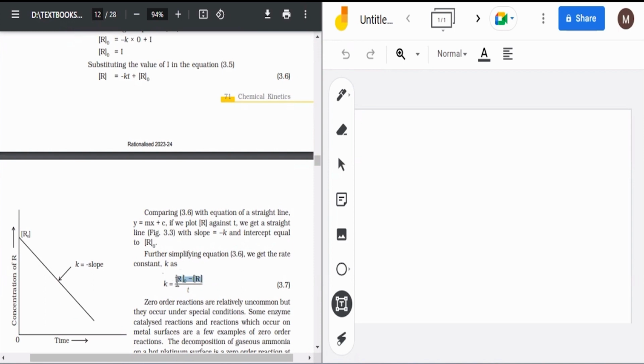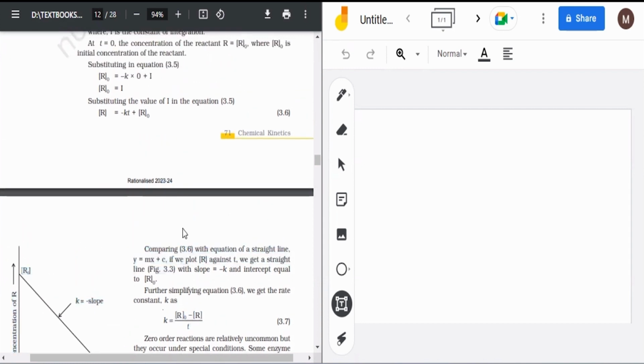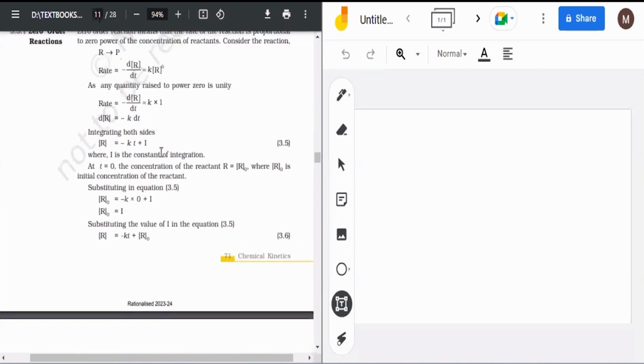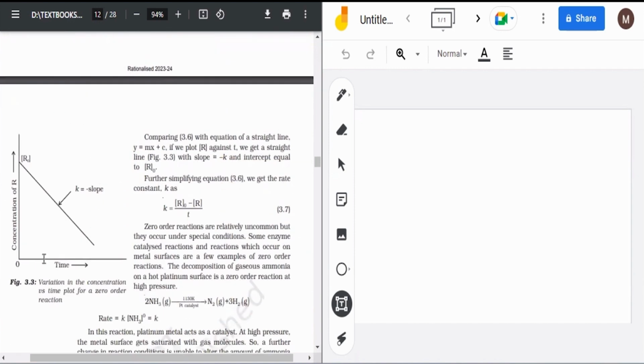This is the final rate expression for a zero order reaction, and I would recommend you to learn this because this will be useful in many of the questions coming ahead. Derivation is simple. As I told you, you have to just take order to be equal to 0 and you will get minus dR by dt equal to k, and then you can proceed further. So this is the required expression for a zero order reaction with a negative slope, because R is coming with a negative sign, and you will divide by the time period t.